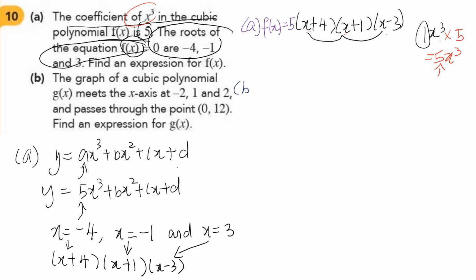Okay, part B. What do we do for part B? The graph of a cubic polynomial meets the x-axis. Okay, this is not difficult also. All we need to do is, meets the x-axis means these are the solutions lah. So that means x equals -2 is one answer. x equals 1 is another answer. x equals 2 is another answer. So these are the 3 solutions. Alright, so if you work backwards, it means it's x plus 2, right?